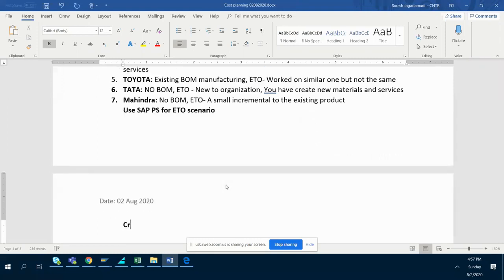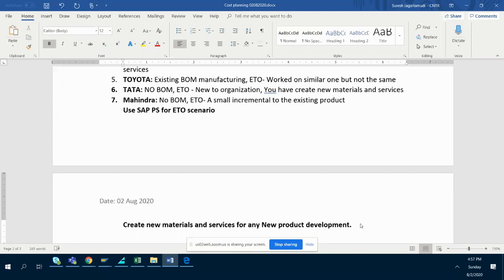Okay. Create new materials and services for any new product development. Now we're talking about, this is about the new product development story.